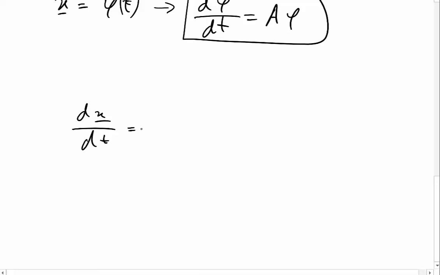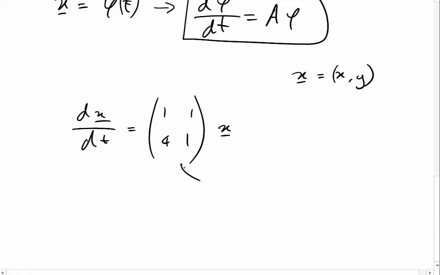This is dx/dt equals, let's say, the matrix [1, 1; 4, 1] times x. Where x is just our variables x and y. So basically what I want to do is try and form the fundamental matrix based on this system. The way to do it is that the first thing I need is the eigenvectors and eigenvalues.